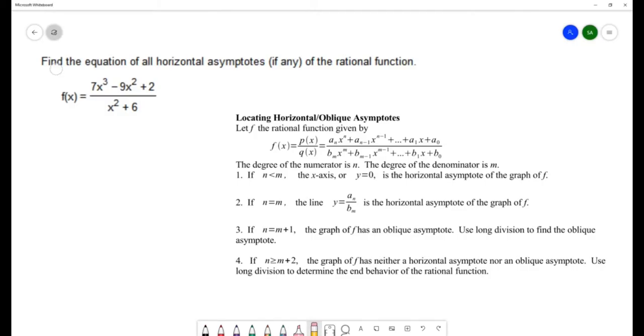On this question, we want to find the equation of all horizontal asymptotes, if any, of the rational function. And this rational function is f of x equals 7x cubed minus 9x squared plus 2 over x squared plus 6.